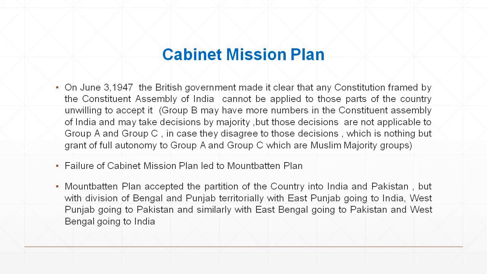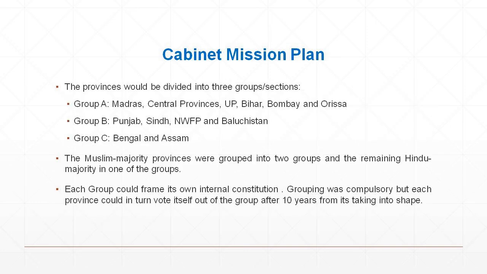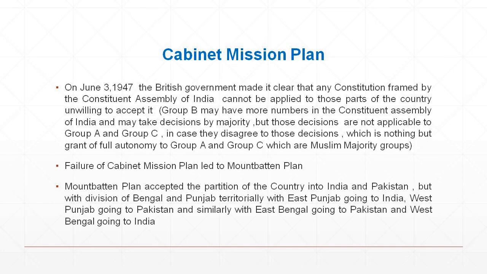By then the British were clear that they were leaving India, and we were not clear whether we would have two countries or three separate regions in India with three different constitutions for these three different regions and a uniting constitution for the union. That is what they call parts of the country that are unwilling to accept it. So there was an issue with the interpretation of what the Cabinet Mission meant. We'll get into all these things when we study history.